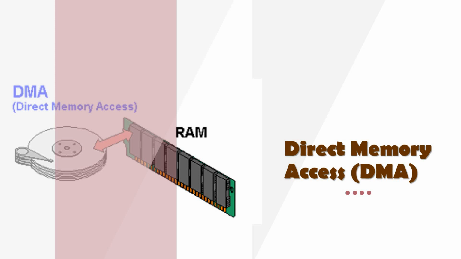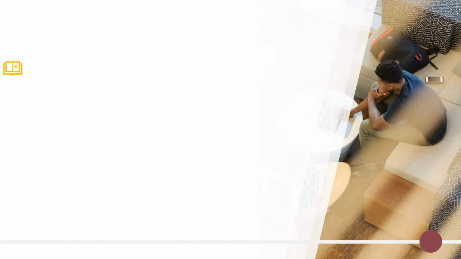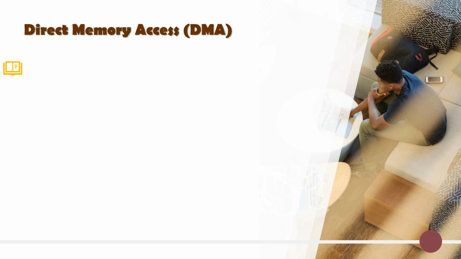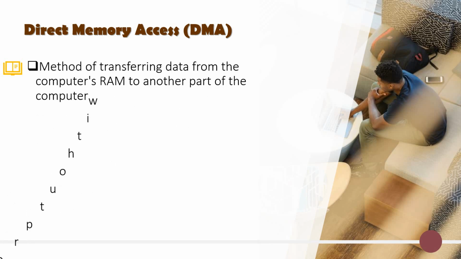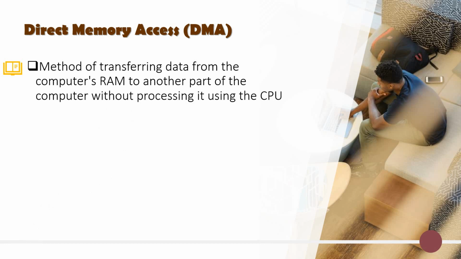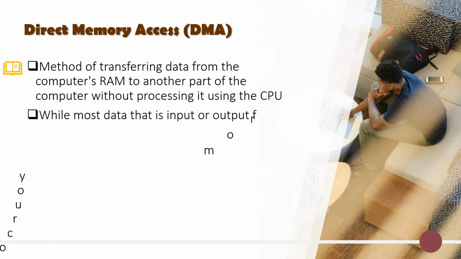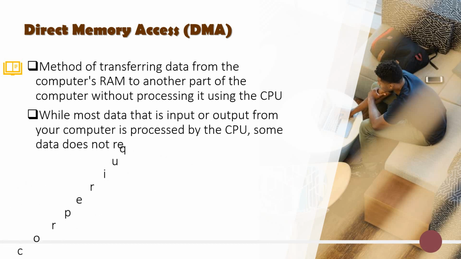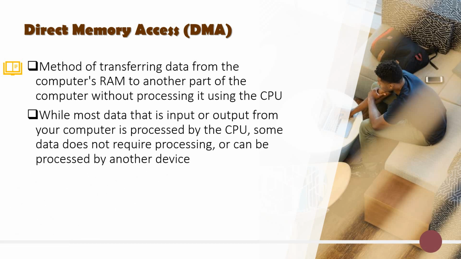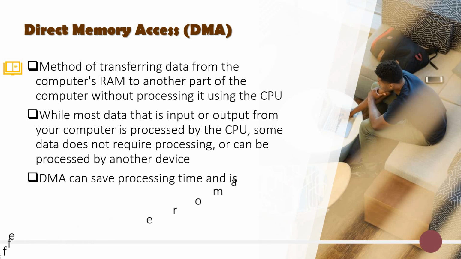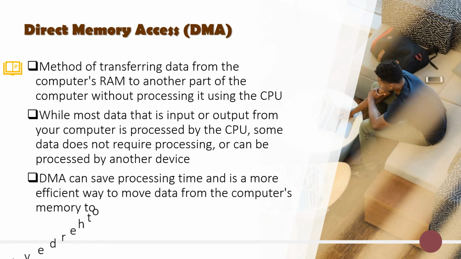Direct memory access, DMA. A method of transferring data from the computer's RAM to another part of the computer without processing it using the CPU. While most data that is input or output from your computer is processed by the CPU, some data does not require processing, or can be processed by another device. DMA can save processing time and is a more efficient way to move data from the computer's memory to other devices.